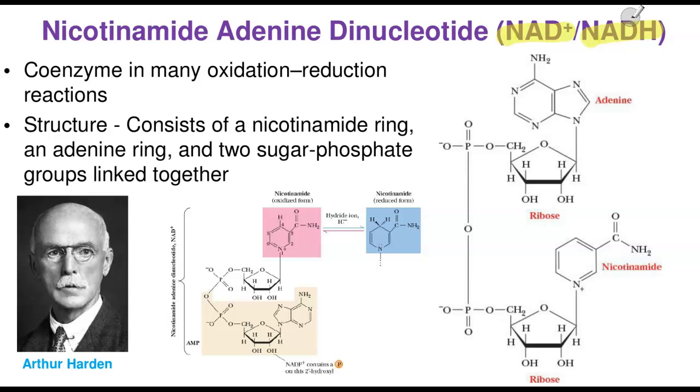consists of three things, basically. It has the adenine, which is a purine base. Then we have the ribose sugar, which just has 5 carbons. And then we have the nicotinamide, which is the main place where the reaction takes place. The nicotinamide itself is where the reaction takes place. And then both of these ribose sugars, the one on the nicotinamide and the one on the adenine, are connected by 2 phosphate groups.